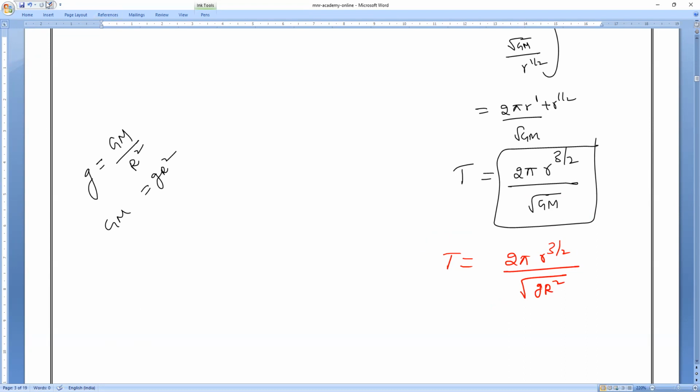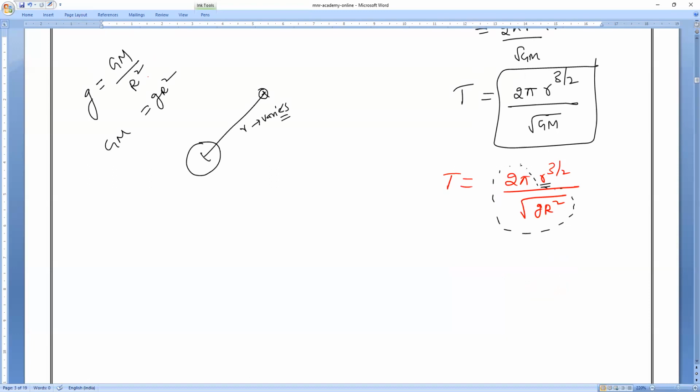Now if you observe this formula, it's very simple. 2 is a constant, pi is a constant, g is a constant, the radius is also constant. So all these terms are constant. Only the distance between the planet and the satellite is not constant. Am I right or wrong? That r always varies. It is not the same for every satellite. Please respond. So r alone is not constant; the remaining all are constant.